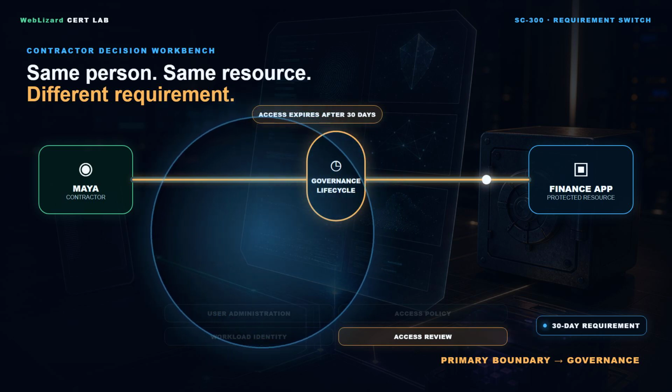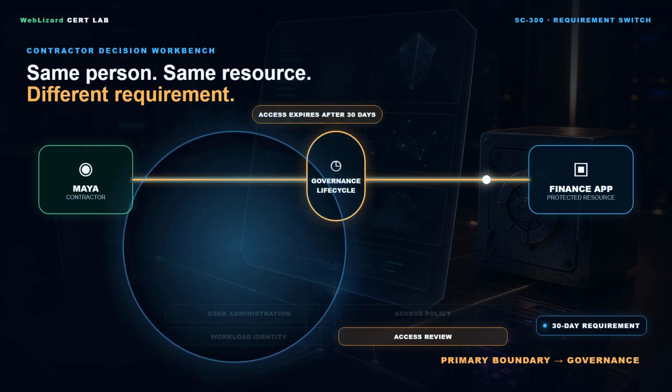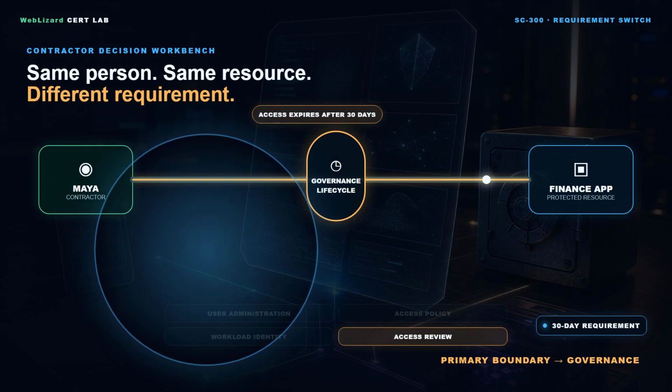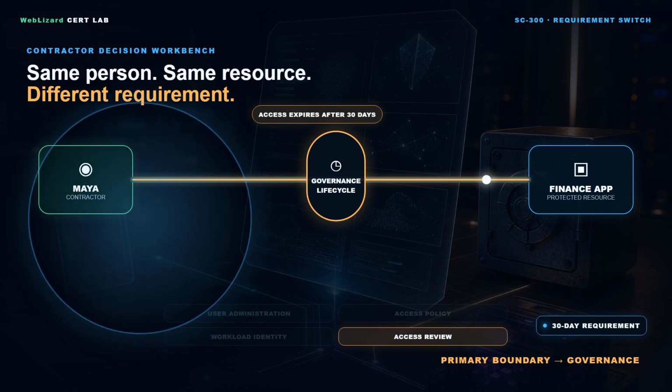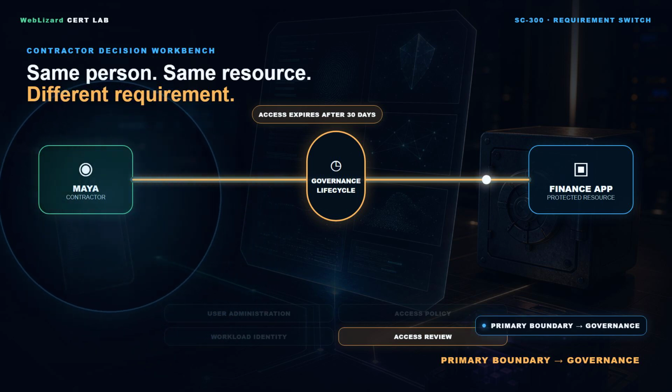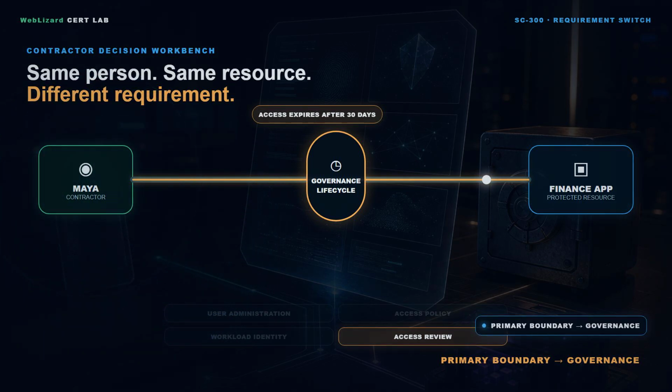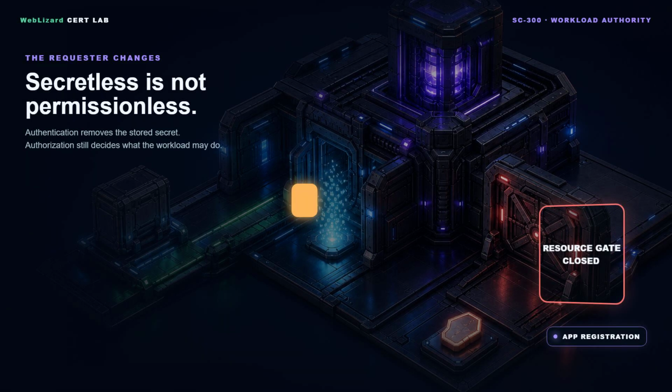Now change one requirement. Maya's access must expire after 30 days. The primary boundary moves to governance and lifecycle. Same person, same resource, different requirement, different decision owner. The deployment workload is not Maya. An app registration describes the application. A service principal represents it in a tenant. A credential or managed identity answers how it authenticates.